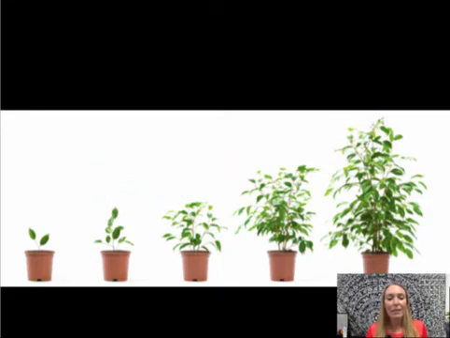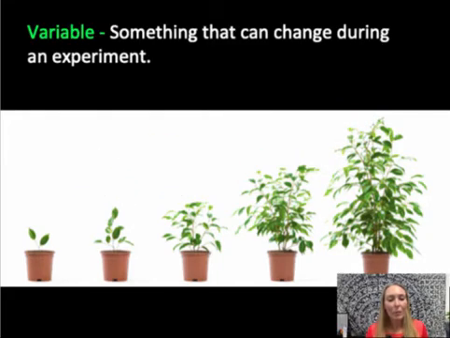Each one of the things that you wrote down is a variable. We can change how much of each of these the plant receives. A variable is something that can change during an experiment. For example, the height of the plant may change, the amount of water, sunlight, soil, nutrients, oxygen, the space that a plant is given in the pot. All of these things are variables that affect plant growth.